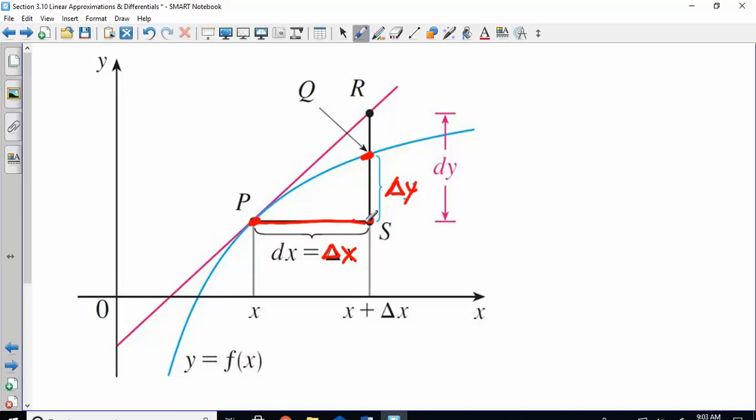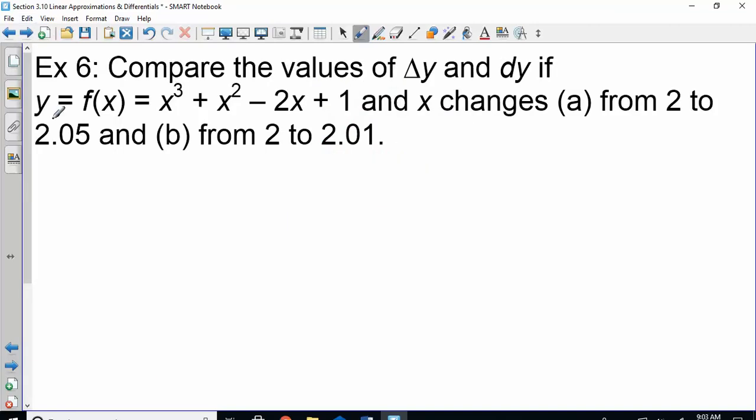Okay, so first I want to do an example to solidify the difference between change in y and dy. So I want to compare these two things. We will find our change in y, we will find dy. Our function is x cubed plus x squared minus 2x plus 1. And we're going to do two different versions. Part A, we're going to change from 2 to 2.05.